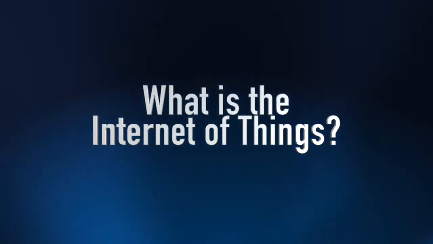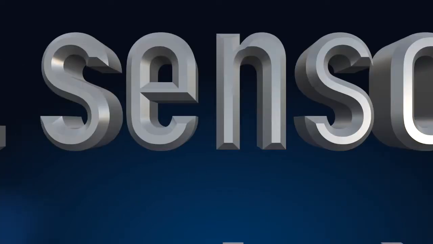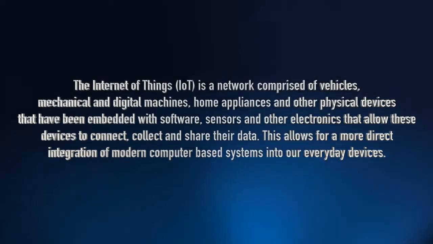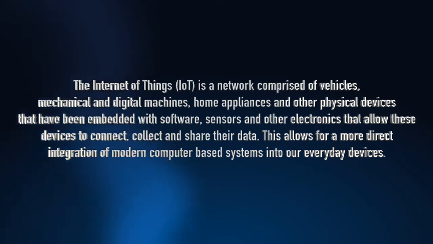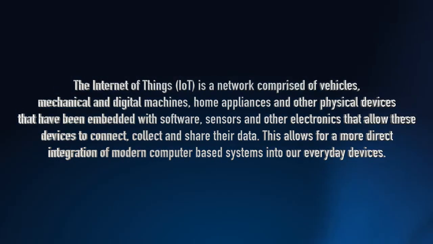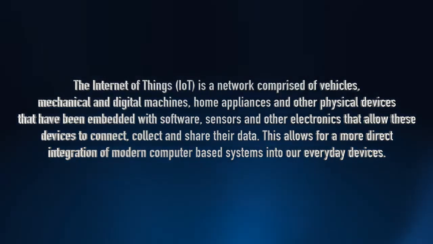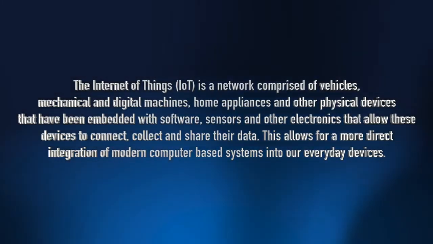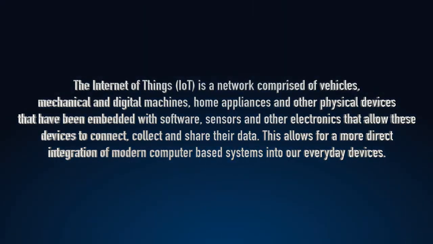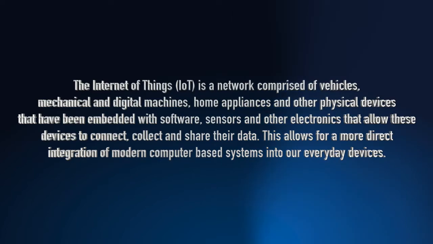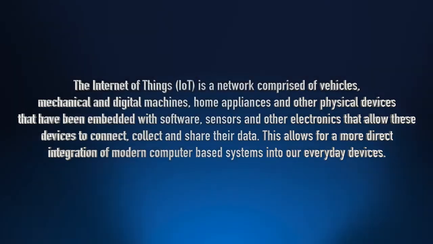What is the Internet of Things? The Internet of Things is a network comprised of vehicles, mechanical and digital machines, home appliances, and other physical devices that have been embedded with software, sensors, and other electronics that allow these devices to connect, collect, and share their data. This allows for a more direct integration of modern computer-based systems into our everyday devices.